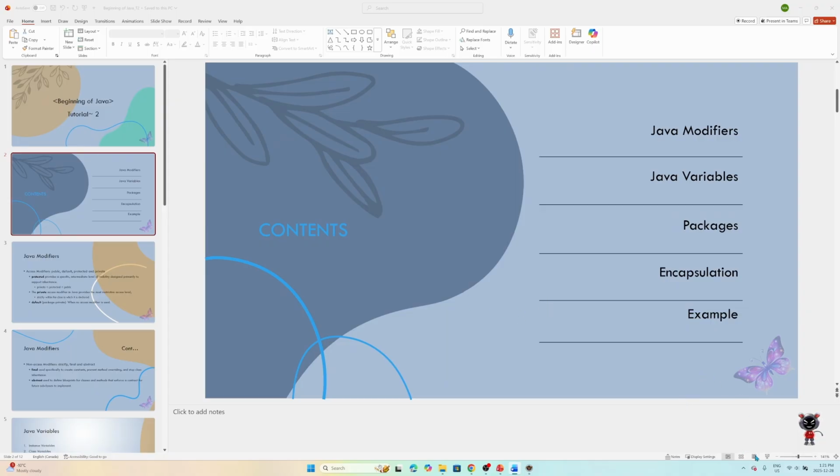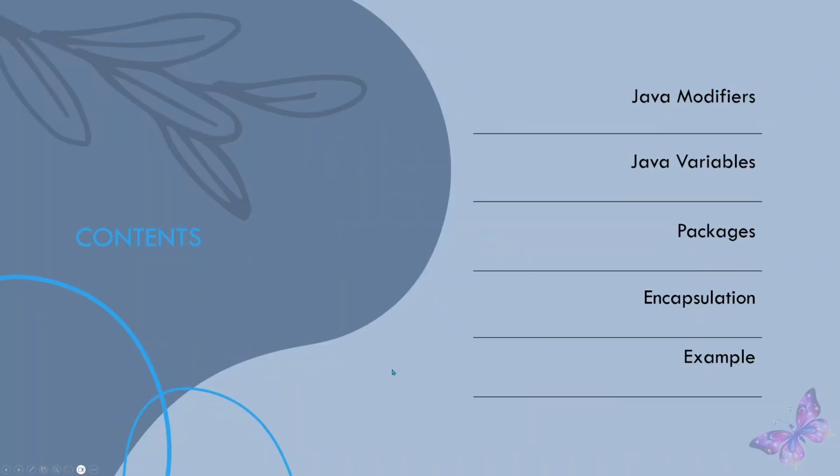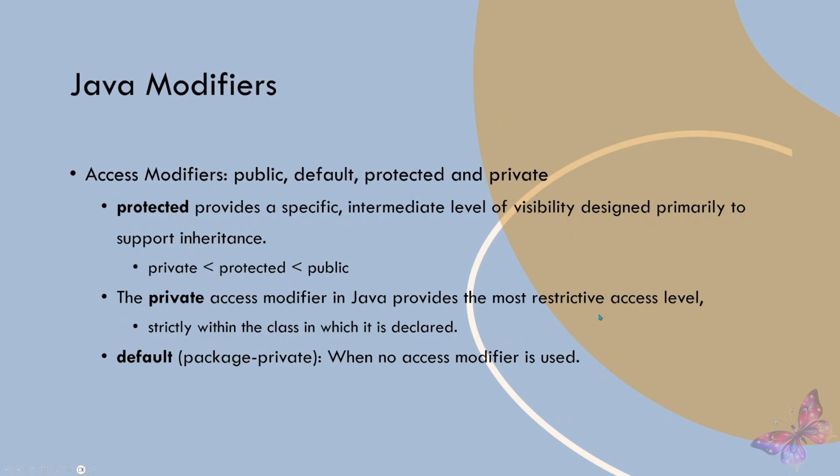So let's start with the Java modifiers. We have two kinds of modifiers: access modifiers and non-access modifiers. Access modifiers are public, default, protected and private. Protected provides a specific intermediate level of visibility designed primarily to support inheritance. So protected is actually in the middle.